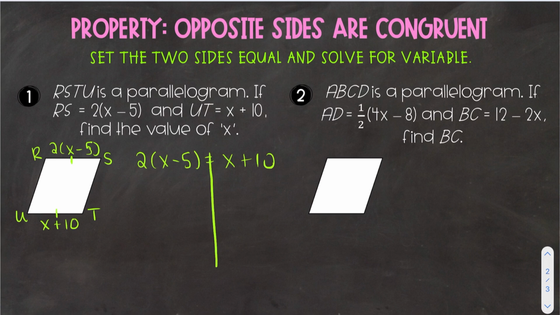Okay, so now we have a multi-step equation. So step 1, we're going to go ahead and distribute. So we're going to do 2 times x is 2x. 2 times negative 5 is negative 10. And we're going to bring down x plus 10.